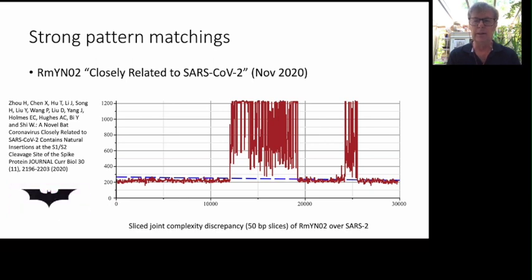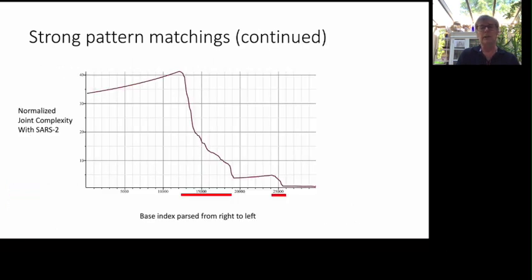In fact, for the new bat coronavirus, we know only 2 segments, and these 2 segments match very well, and it was discovered in November 2020. In fact, we can say that it matches maybe a little too well, because we arrived at a normalized strong pattern matching of order 40, which is kind of excessive.